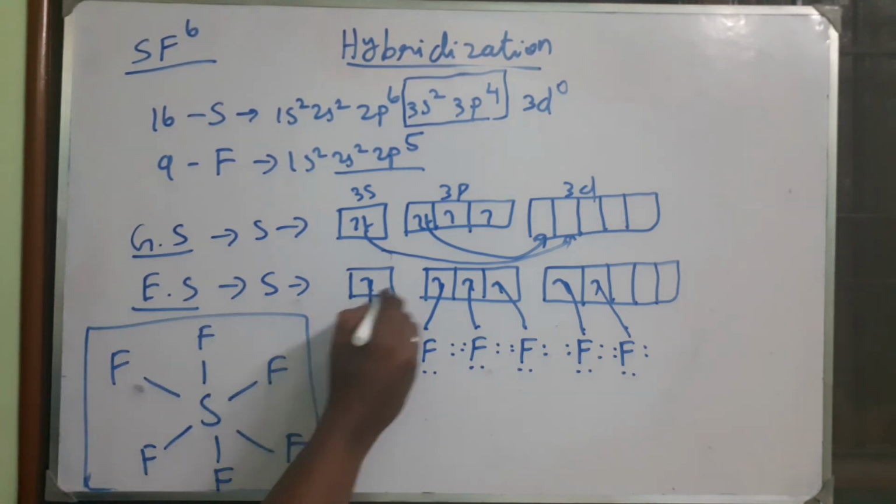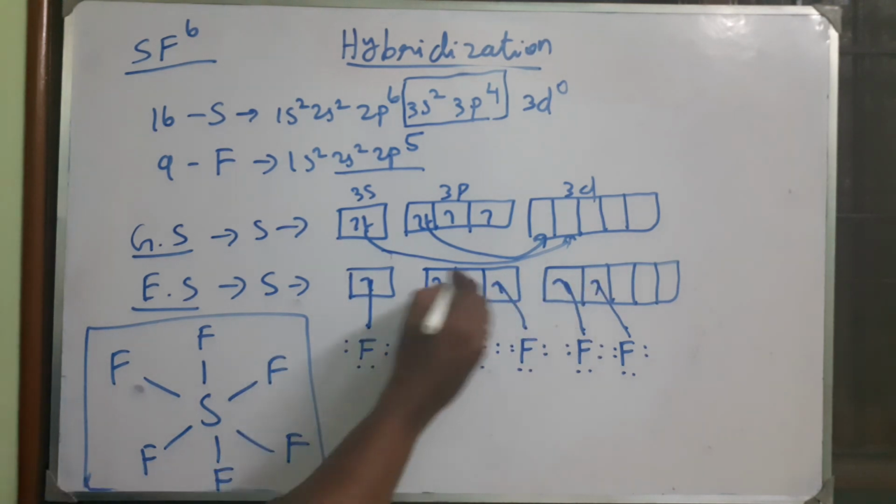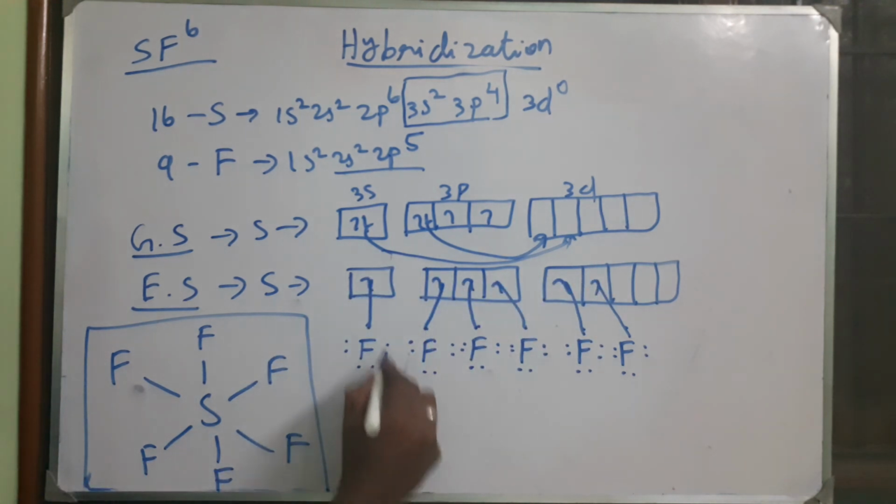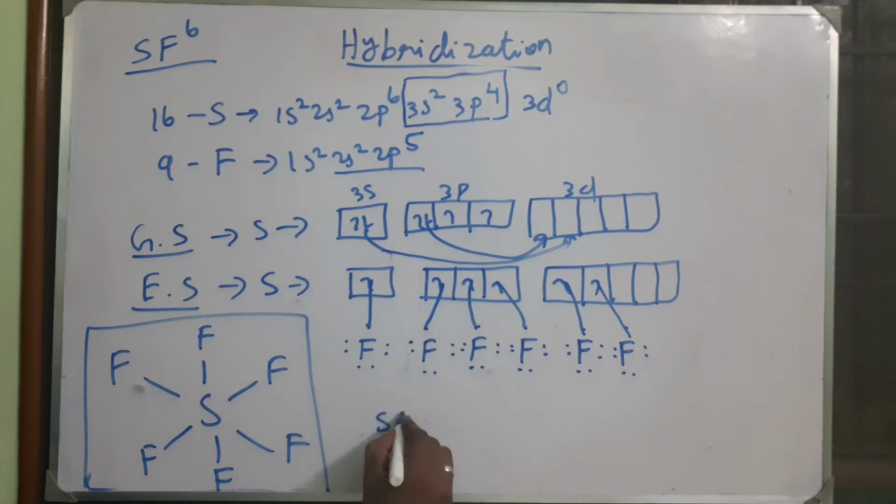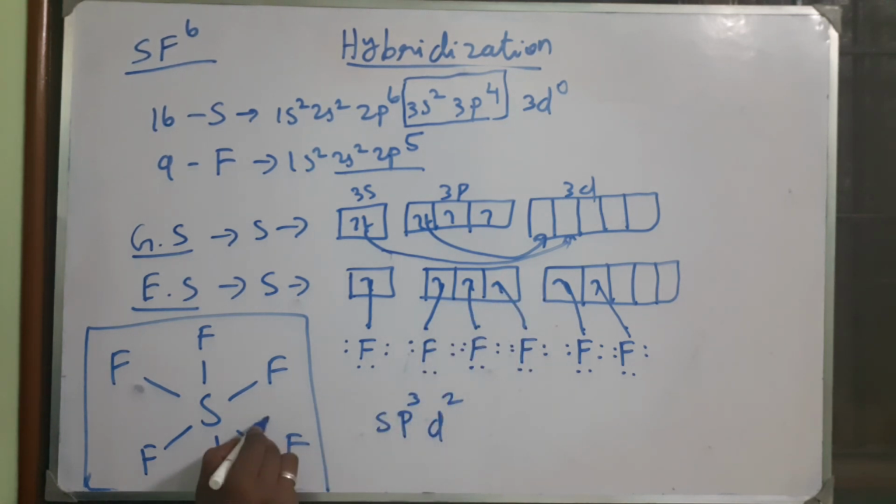So what are the orbitals involved in the hybridization? s orbital 1, p orbital 3 and d orbital 2. So that's why SF6 is sp3d2 hybridization. Like that, if they give any compounds, we can easily find out. But you should know the atomic number of all the atoms in the molecules.